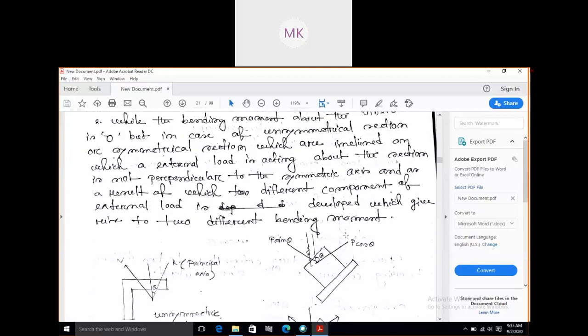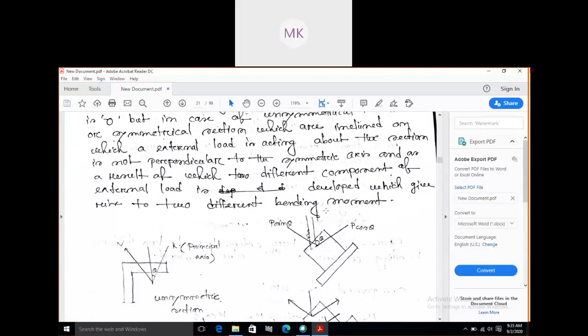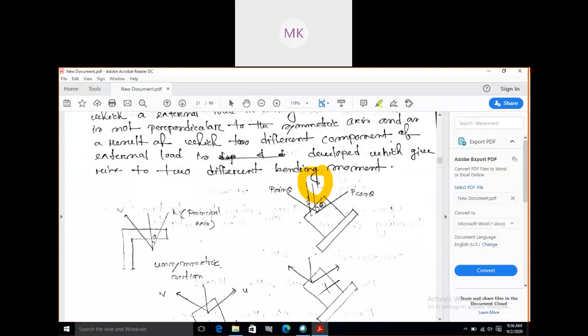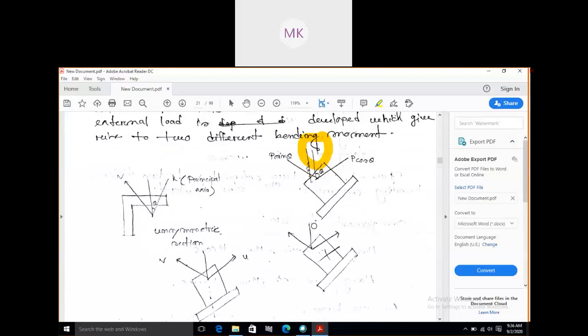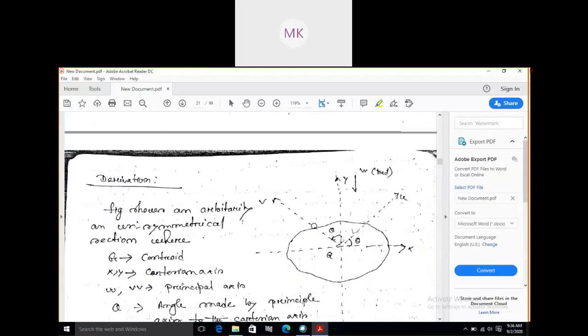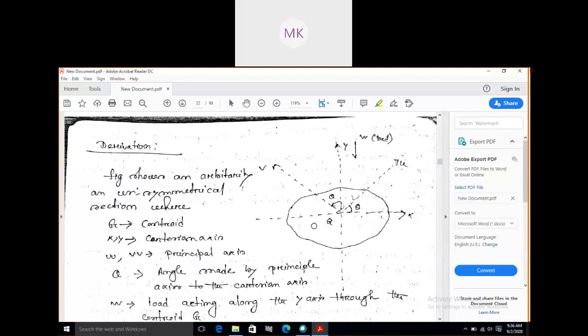Like here, if a load P is applied to a surface acting at angle theta, and we resolve that force into two components, then we will get P cos theta and P sin theta. I think all of you know this. Along that angle, it is cos theta, and against the angle, it is always sin theta. So how will we resolve this? Please go through this derivation.